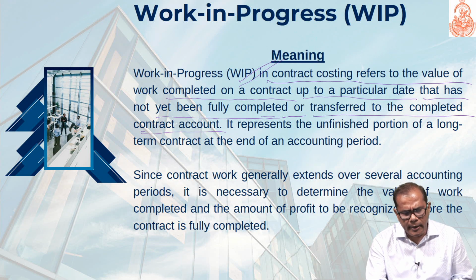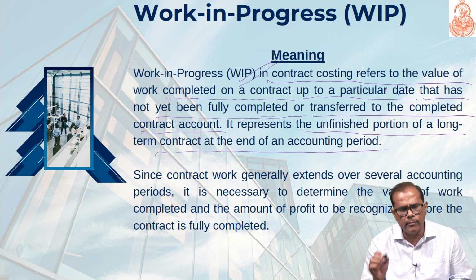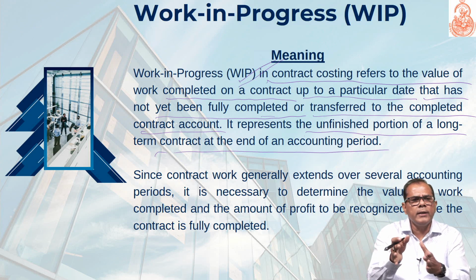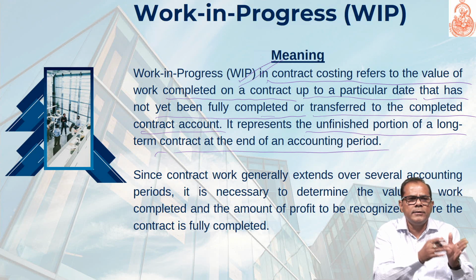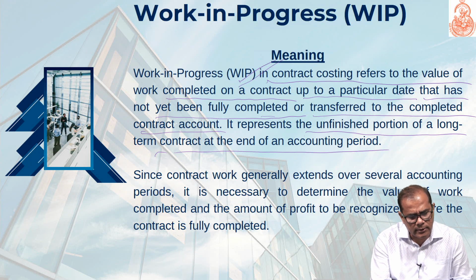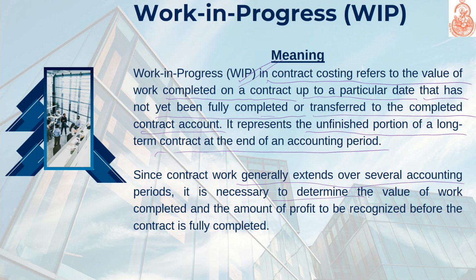Clear? Now, it represents the unfinished portion of the long term contract at the end of the accounting period. So, some work has already been done and certified, but some work still needs to be done. That unfinished portion represents the WIP. Since contract work generally extends over several accounting periods, it is necessary to determine the value of work completed and the amount of profit to be recognized before the contract is fully completed.